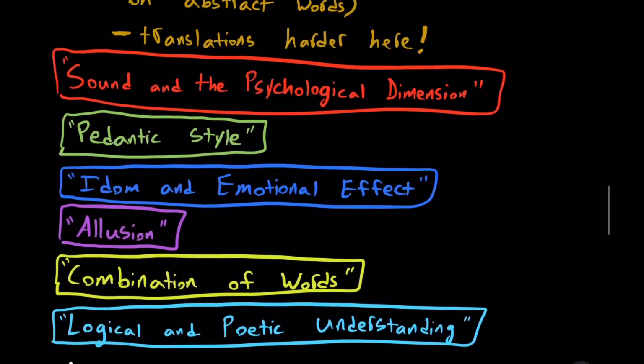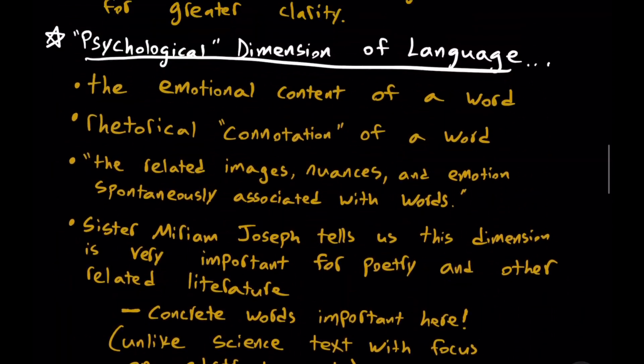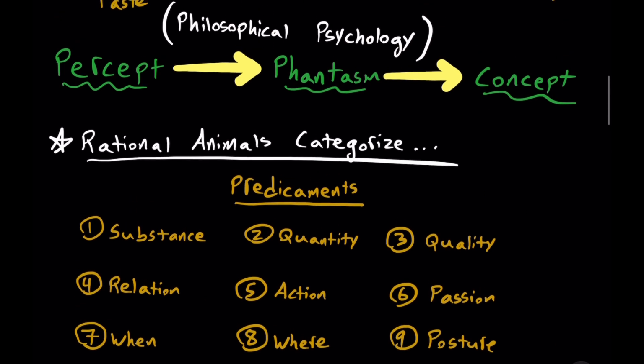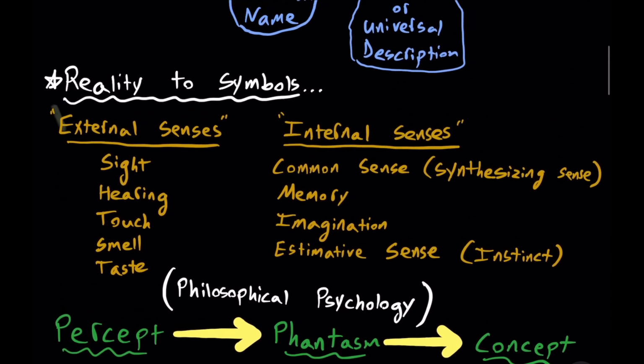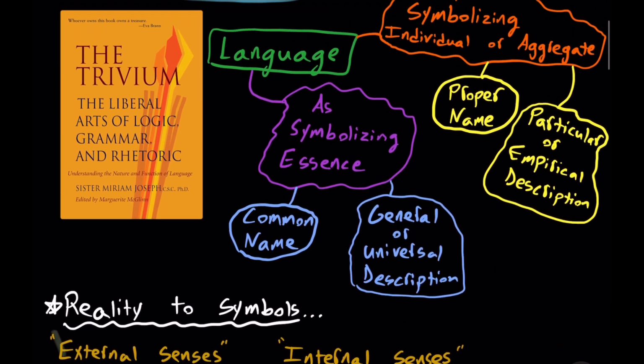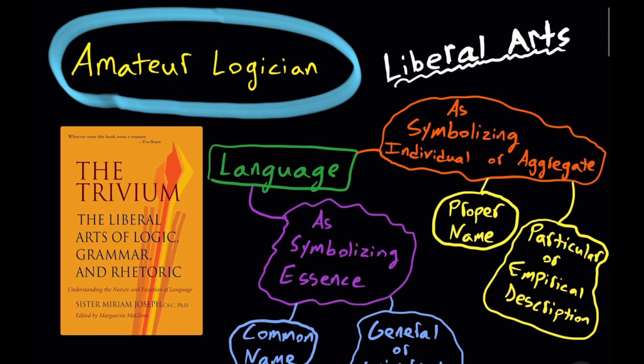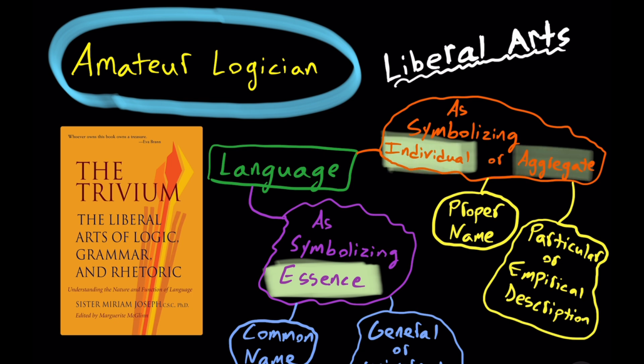So communication can happen by pure imitation or by symbol. Words, of course, are symbols. And language can either symbolize an essence or an individual or an aggregate. Things exist in the world as individuals. There's you and me. Here's this computer. Over there is a tree.